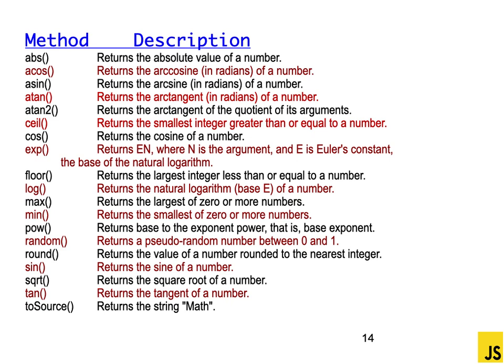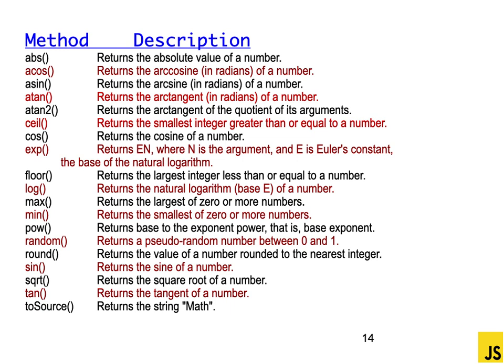The exp method returns e to the n, where n is the argument and e is Euler's constant, the base of the natural logarithm, the exponential value. floor returns the largest integer less than or equal to a number, followed by the log method, which returns the natural logarithm base e of a number. max returns the largest of zero or more numbers. min returns the smallest of zero or more numbers. pow, that is power, returns base to the exponent power, that is base^exponent. random returns a pseudo-random number between 0 and 1.